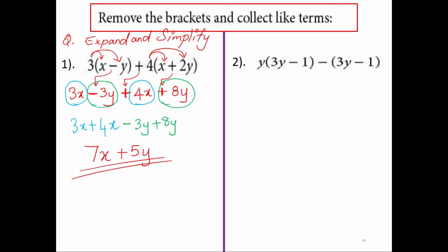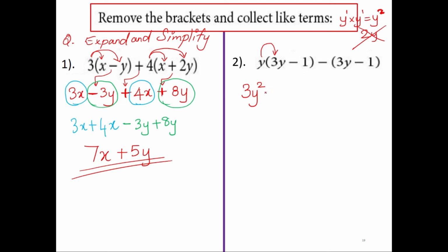Moving on to the next question. I start with y multiplying 3y. So y multiplied by 3y makes it 3y squared. Let me remind you, y times y is y squared. I have seen students writing 2y, which is a big mistake. So please don't do it. It's a power that you have to change. y multiplied by y, turning to y squared.